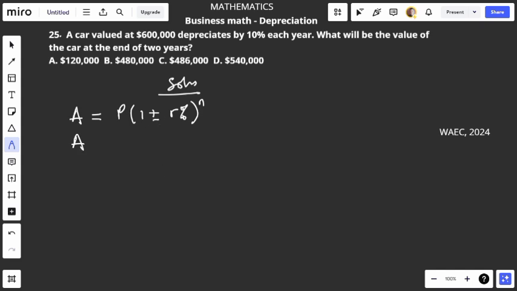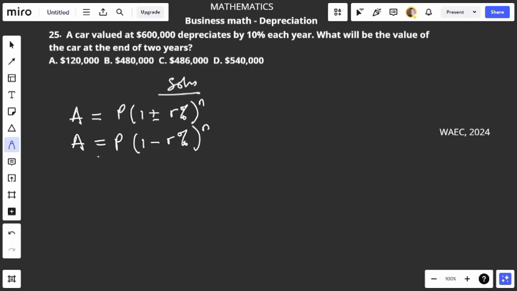We are using A equals principal. A means accumulated, the accumulated investment or the accumulated value of that commodity. So P is the principal or money invested or initial value of a thing. So this is 1 minus the rate, to the power n.